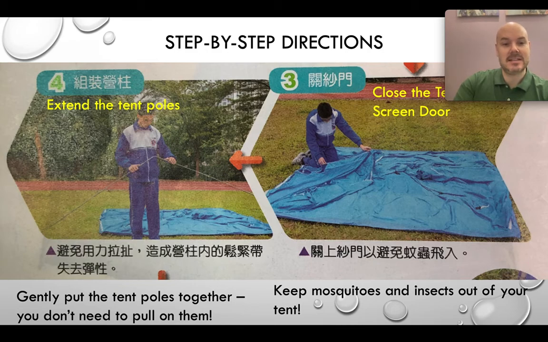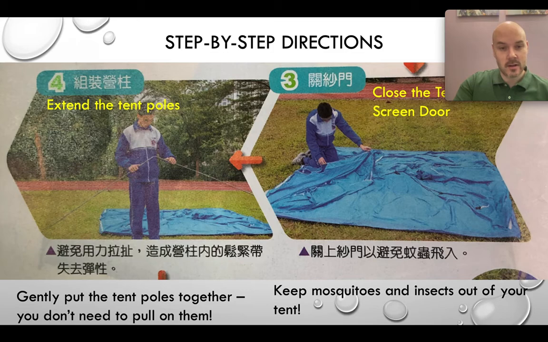So we want to extend the tent poles. These collapse and extend by inserting them into the little slot there. You don't need to pull very hard. These will go very easily into the slots. So gently put the tent poles together and have them all out as long as they go.